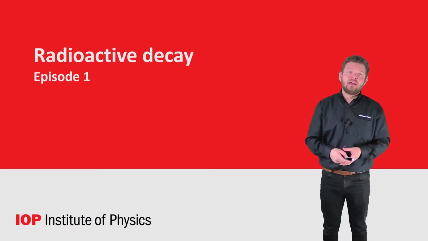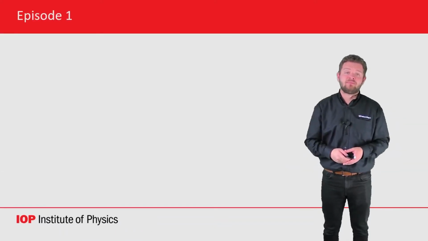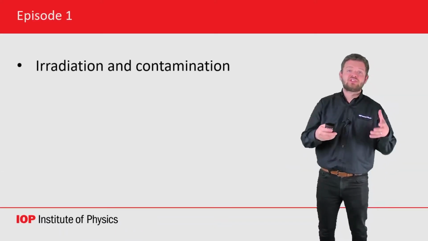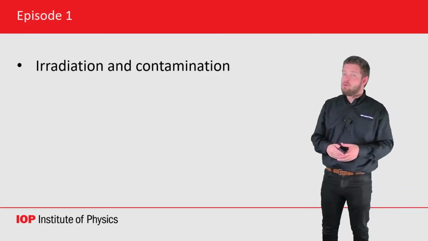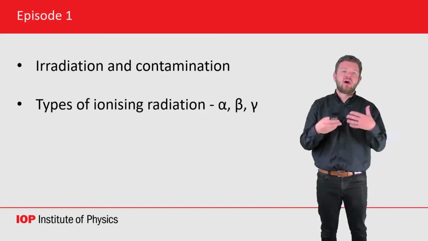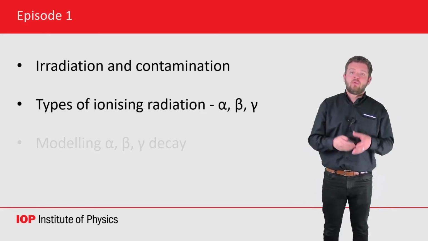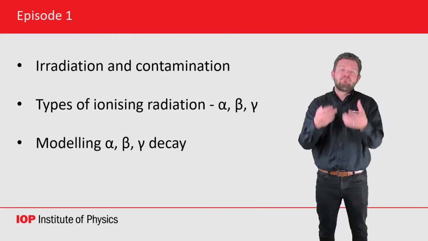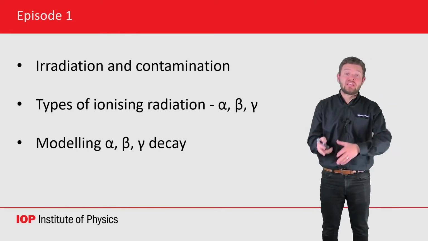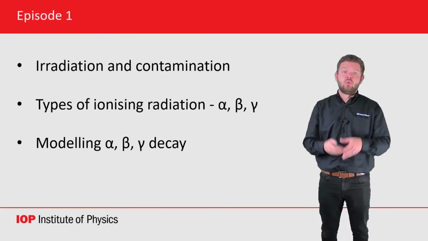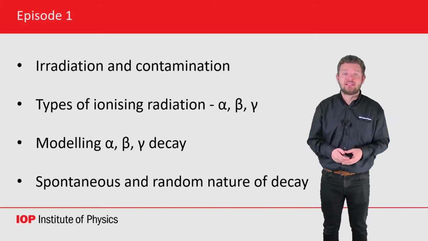We can begin by having a look at what we'll be discussing in this episode today. Episode 1 will allow us to discuss the difference between irradiation and contamination. We will also discuss the different types of ionizing radiation that we teach to our students. We'll also look at the ways that we can model these decay processes to clearly communicate the physical changes the nucleus undertakes during what students need to understand as a spontaneous and random event.